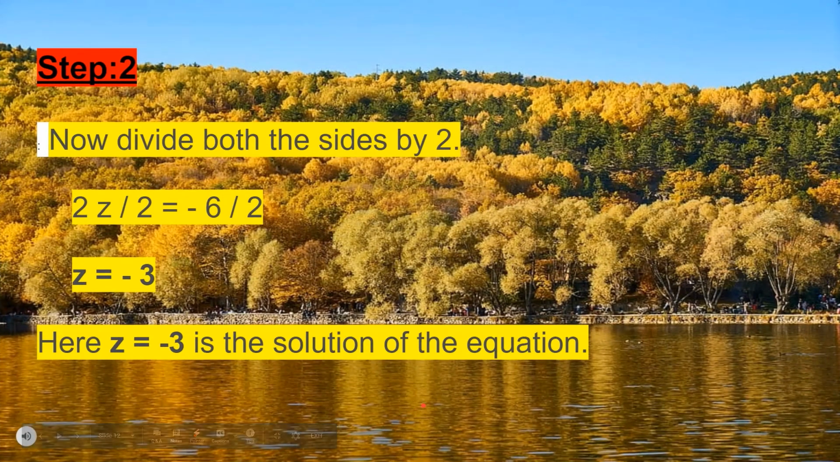In first step, we reached 2z = -6, isn't it? Now, here 2z means 2 multiplying with z. Then opposite of multiplication is division. So we have to divide by 2. So now divide both the sides by 2. So 2z upon 2 = -6 by 2. So z = -3. Here, z = -3 is the solution of the equation. If you want, you can recheck your answer also by putting the value of z = -3.